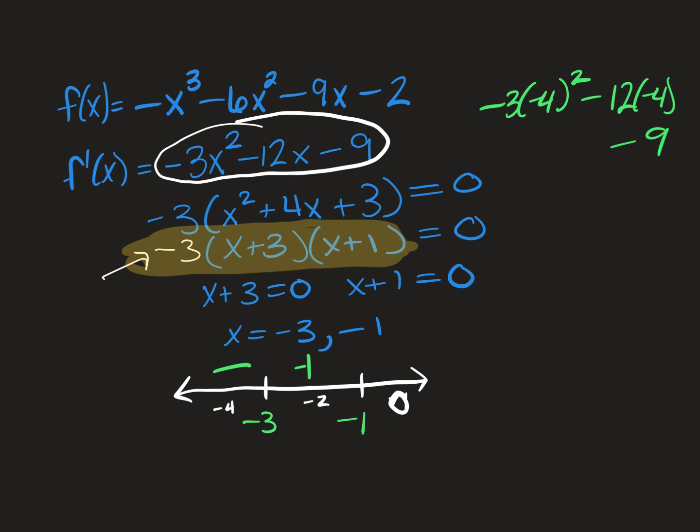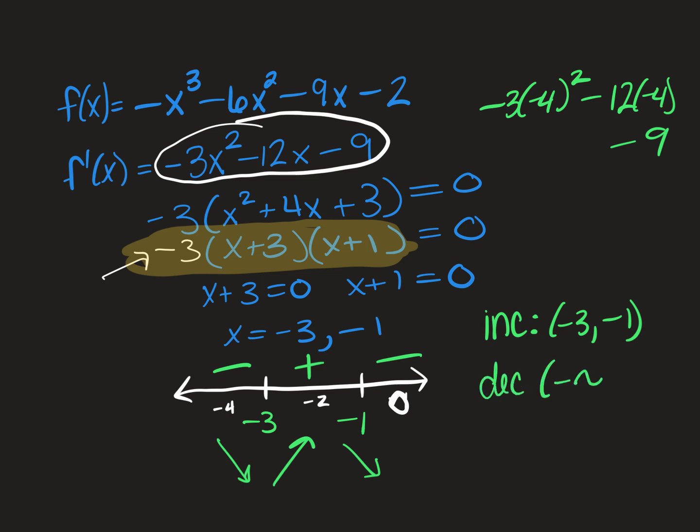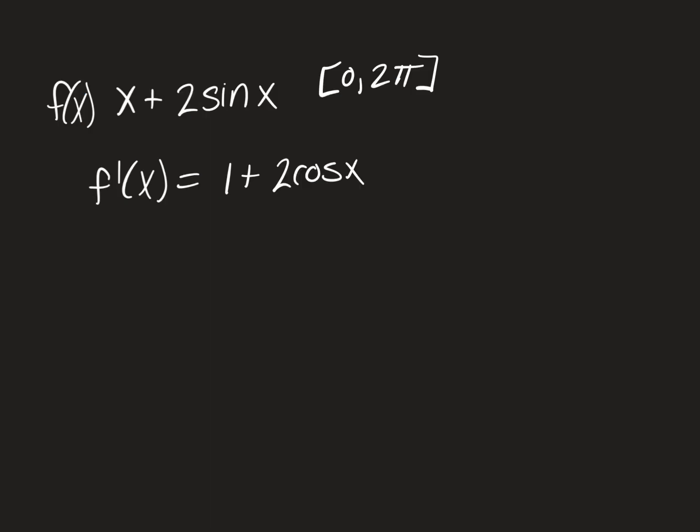So we're negative. Your min would be negative 3, right? Yes. I like to draw the arrows because it helps me visualize the max and min. So you're increasing from -3 to -1. You're decreasing from negative infinity to -3, and from -1 to infinity. So that means you have a max at -1 and a min at -3. So that's our derivative.